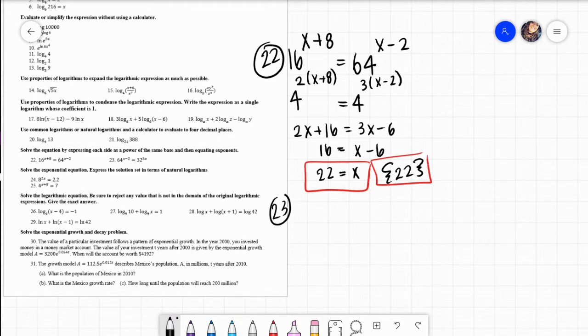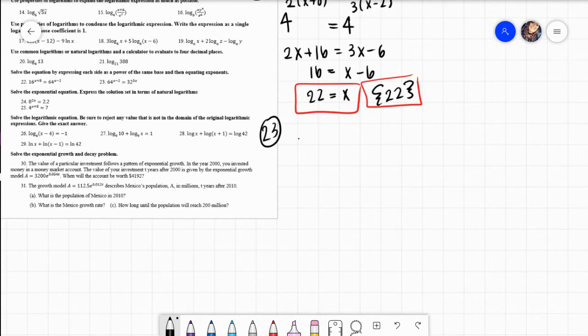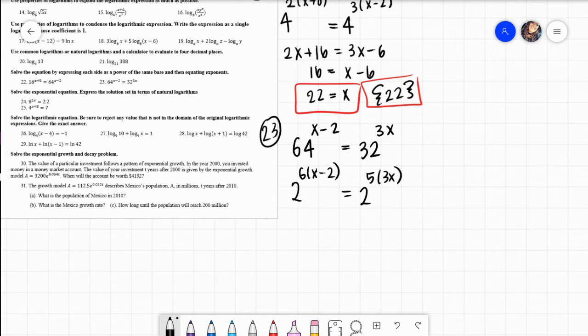Okay, now let's look at 23. 23 is 64 to the x minus 2 power equals 32 to the 3x power. I need to write with the same bases. I know that 4 cubed is 64, but I can't write 4 with a power that would give me 32, but I can use 2, right? And that's because 2 to the 6th power will give me 64, and 2 to the 5th power would give me 32. So 2 to the 6th power, just make sure that you do this multiplication right here, and then 2 to the 5th power, also making sure that whatever new exponent you have is multiplying the original exponent.